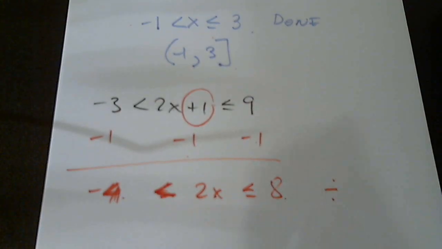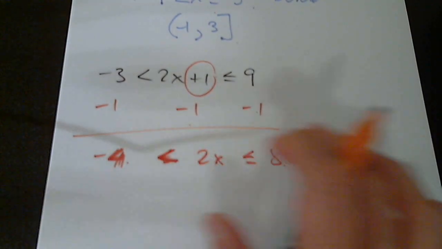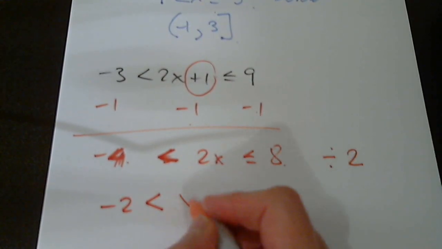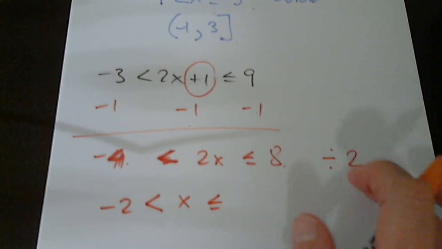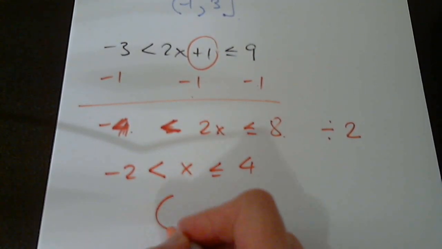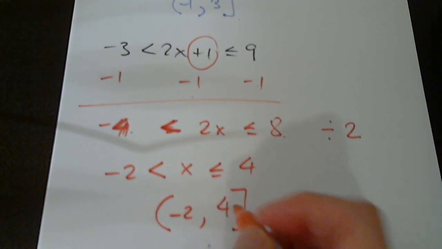What will I divide all 3 sides by to solve for x in the middle? 2. Exactly. -4 divided by 2 is -2, 2x divided by 2 is x, and 8 divided by 2 is 4. That's it. Done. Very simple. Parenthesis for -2, comma, bracket for 4.